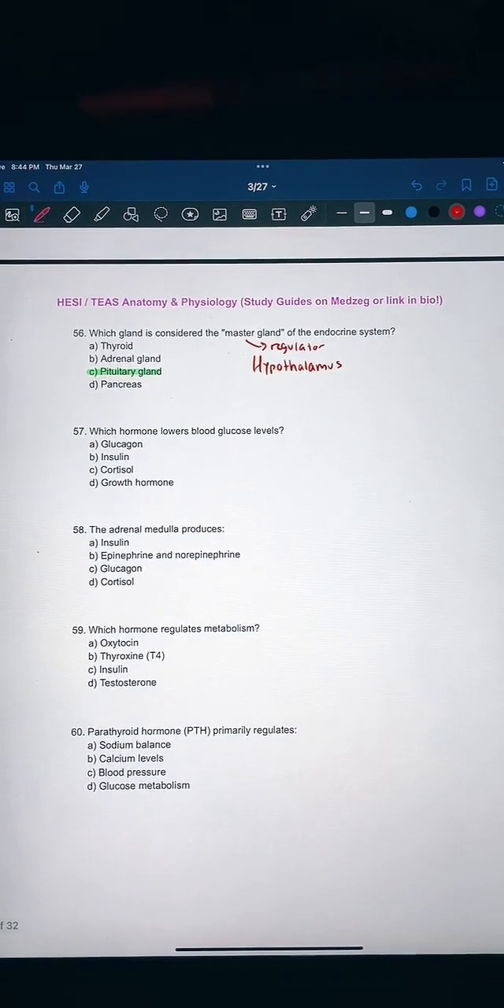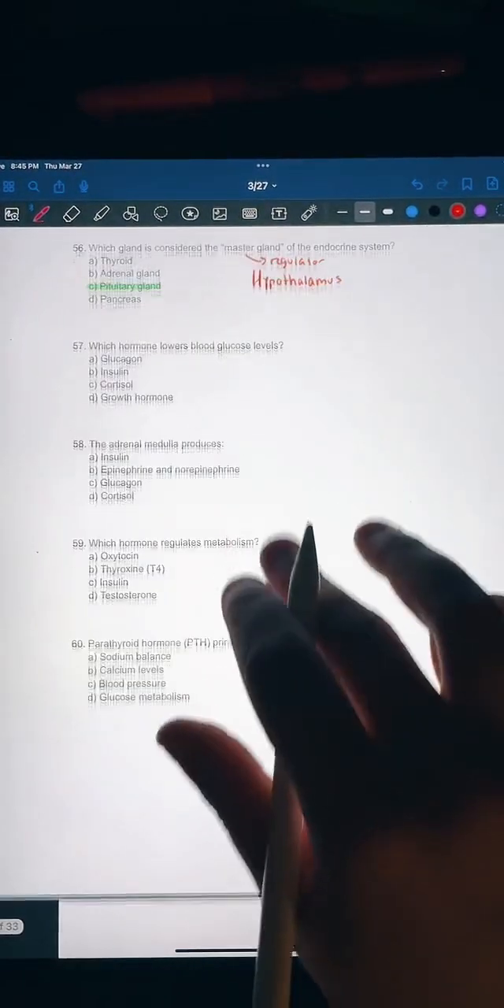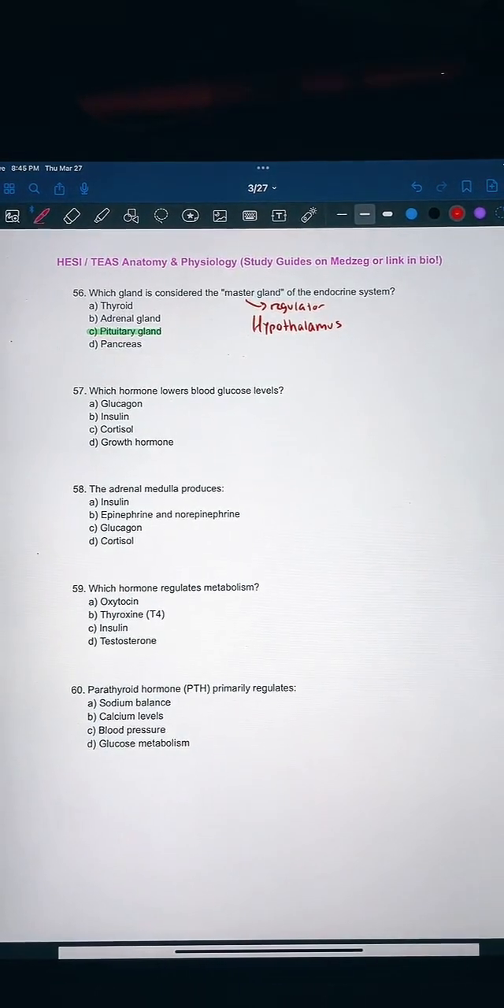Moving on to number 57. Which hormone lowers blood glucose levels?